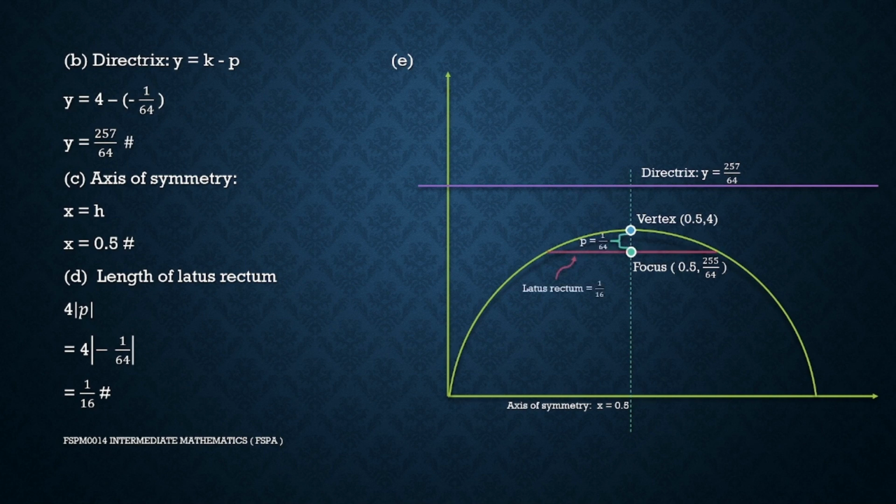And for the last one, the length of the latus rectum, we already know that the latus rectum is the line passing through the focus. So we just draw a line that passes through the focus, and we also know that the length of the latus rectum will be 1 over 16. So that's all for the sketching of the graph.